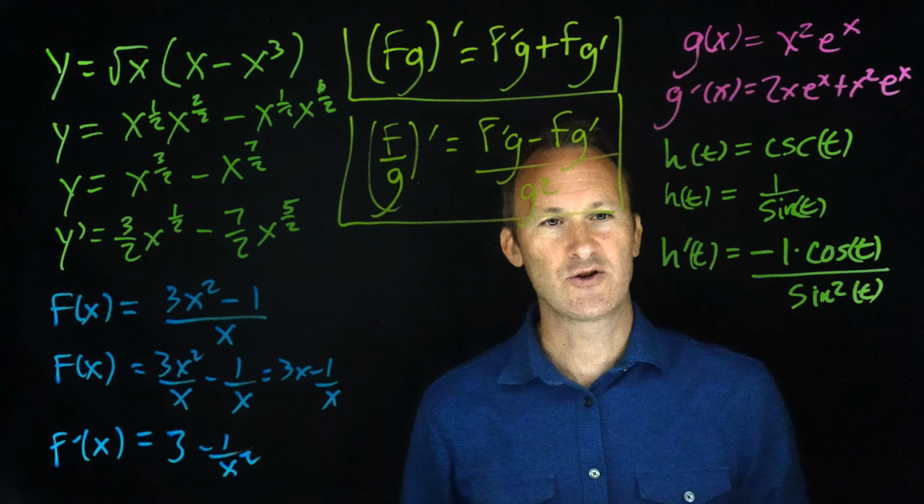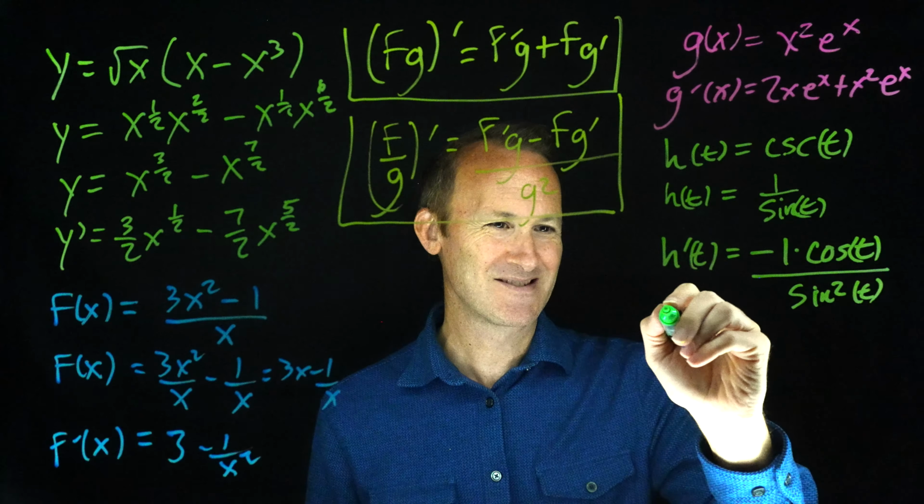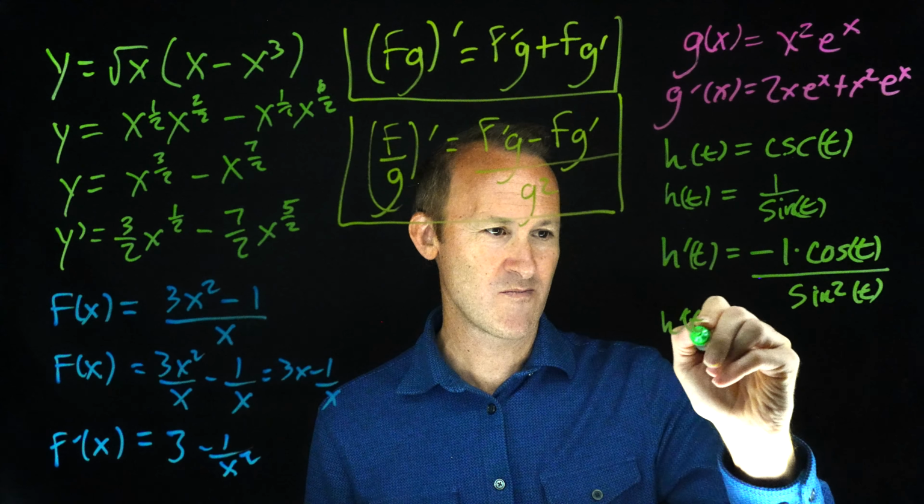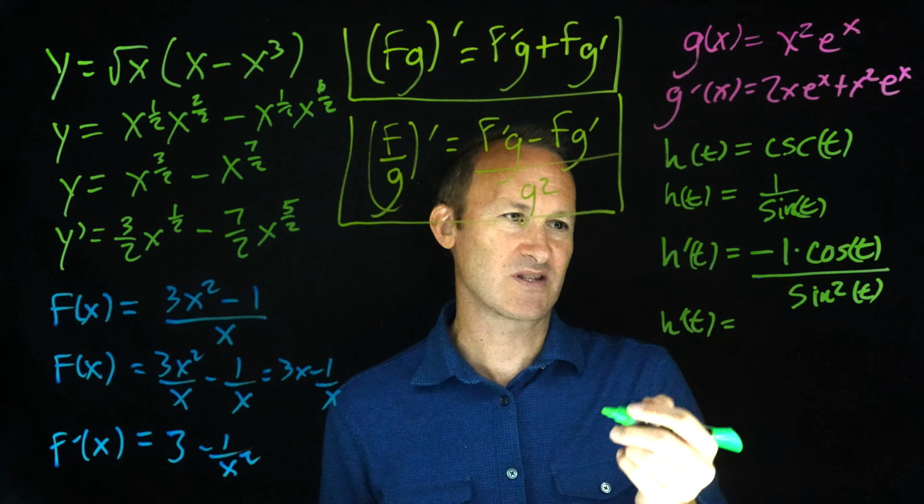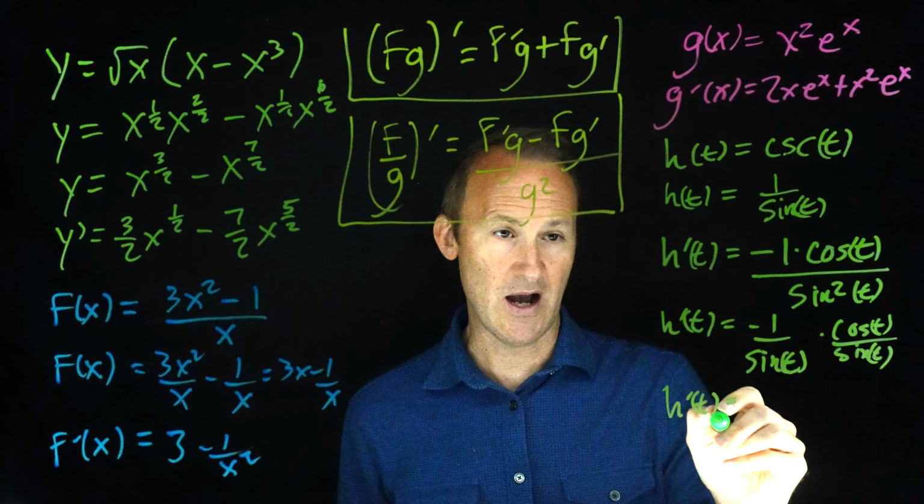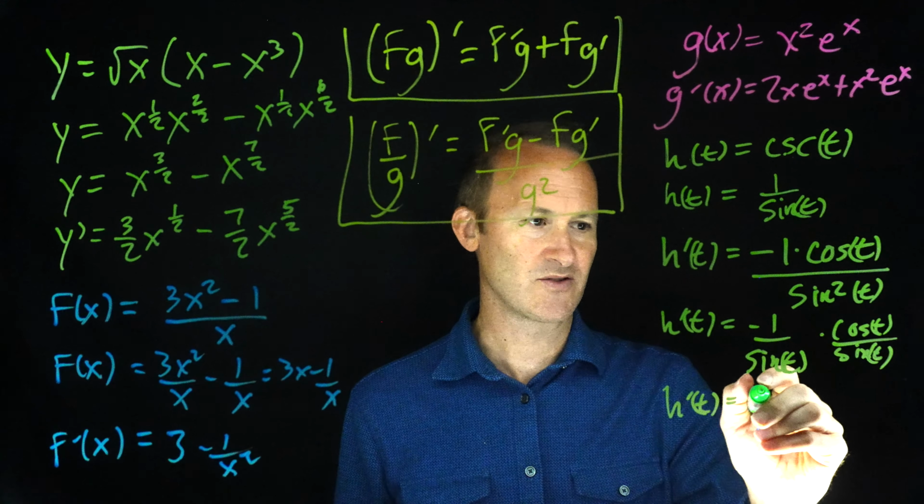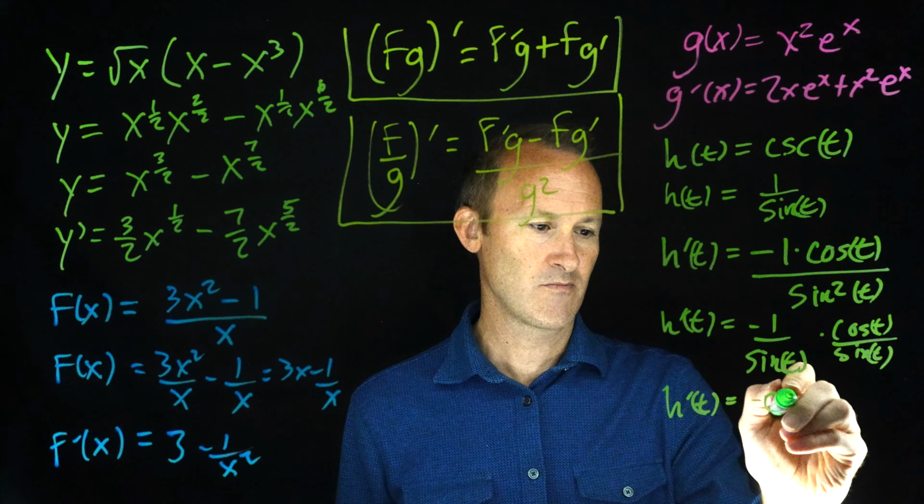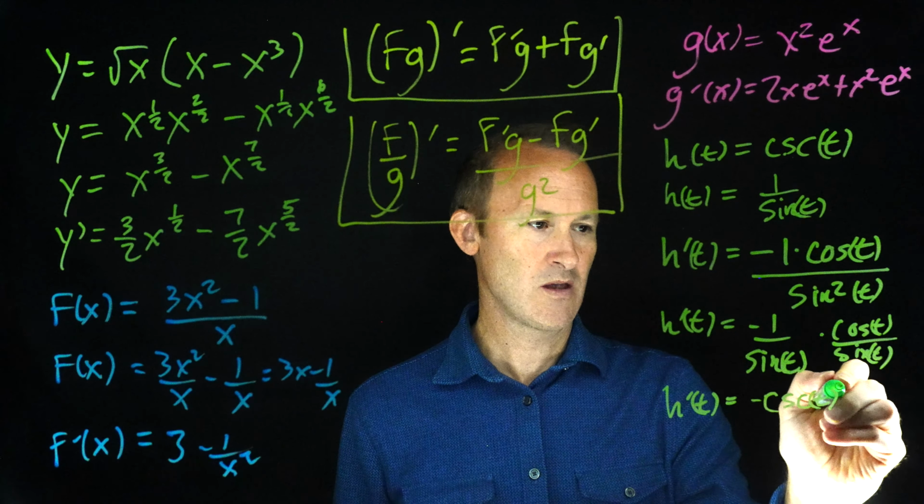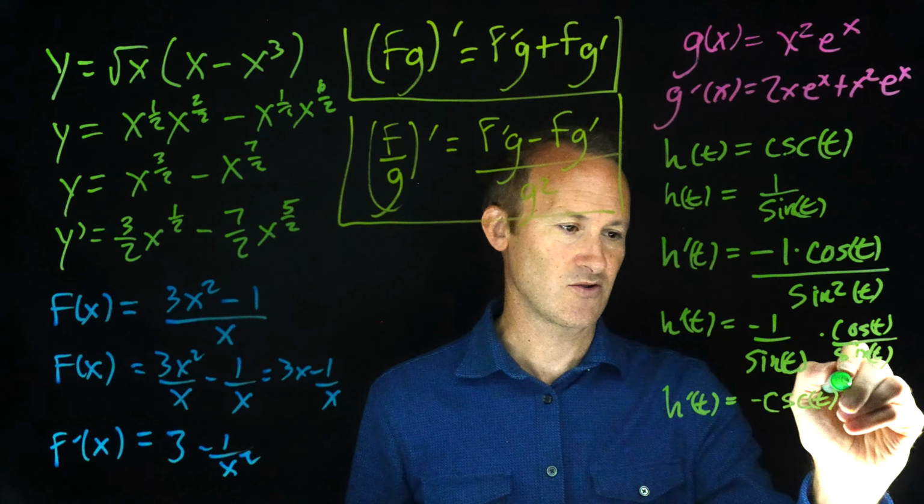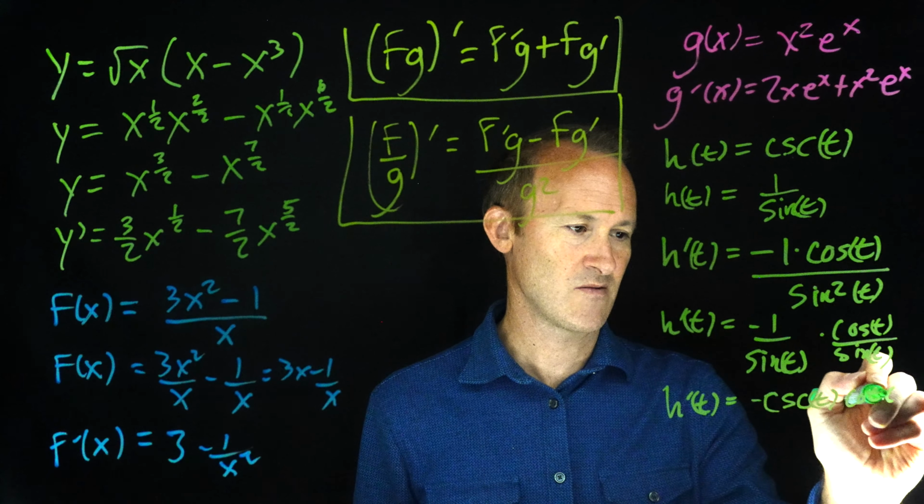So this is actually correct, but you will see it written in a different way. Just to show you h prime of t, you can split the sine into 2. You can rewrite this as negative 1 over sine t, and then times cosine t over sine t. Now we have two separate trig functions. What are those? 1 over sine, we just had it, it's negative cosecant. And cosine over sine is cotangent, so it's cotangent of t.